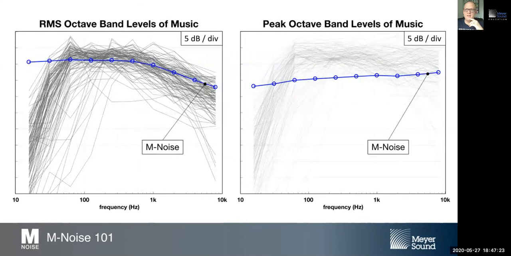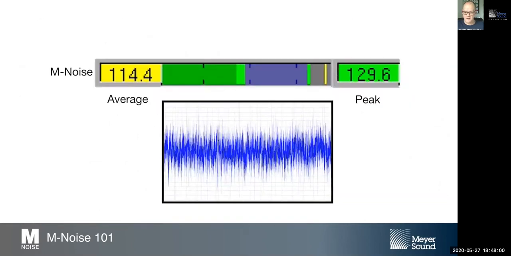So if you now look at the peak levels shown on the right side for music, then you will discover that the peak levels, if you sample a lot of music, remain functionally constant, whereas the average level drops as you go up in frequency. And it's the difference between those two, between peak and average, that is what we call crest factor. So the crest factor rises not because the peaks become louder, but because the average value becomes softer as you go up in frequency. So that is an important distinction. And all of those features are living in M noise, which you supposedly should be able to hear now.